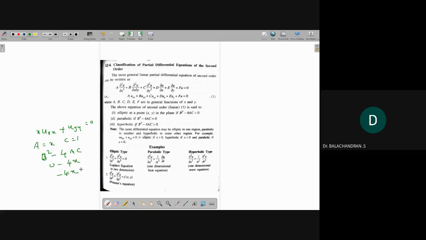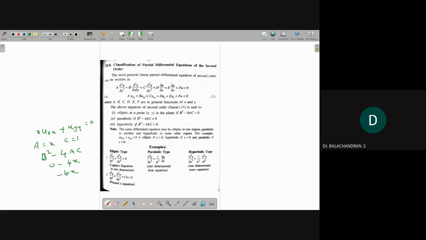Similarly, it is hyperbolic when this is positive. When x is less than 0, this is positive. So it is hyperbolic if x is less than 0. And it is parabolic when B square minus 4AC equal to 0. When x is equal to 0, this is 0. So the same equation is elliptic in some region, hyperbolic in some other region, and parabolic in some other region.